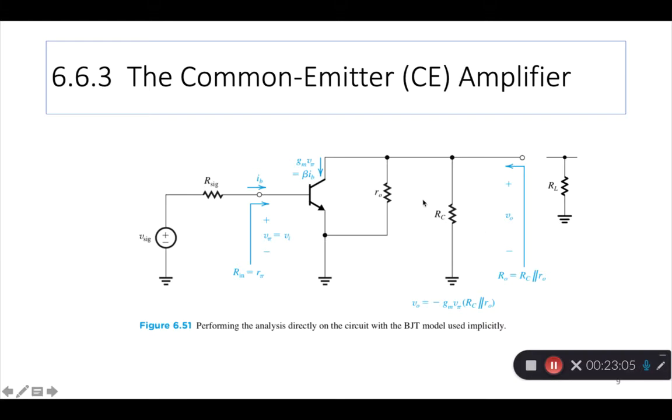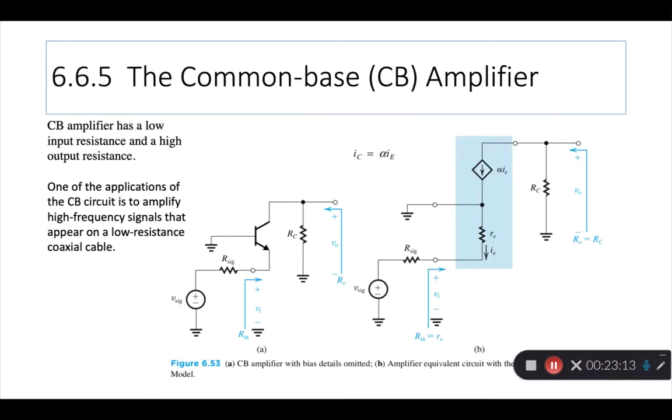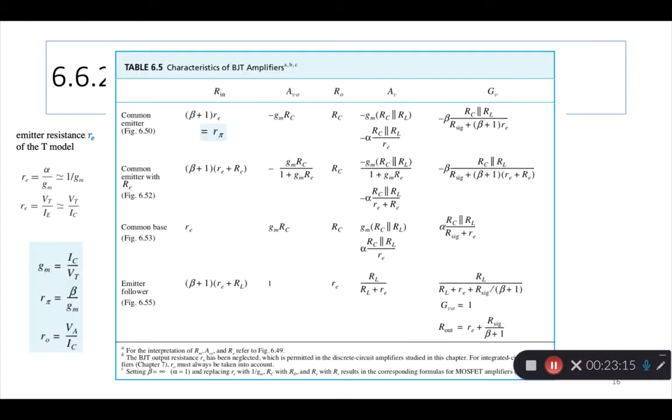Okay. Now at the end of this section, there is a summary table of all the formulas. In fact, let me show you that right now. Yeah, here is the table. Table 6.5, characteristics of BJT amplifiers.